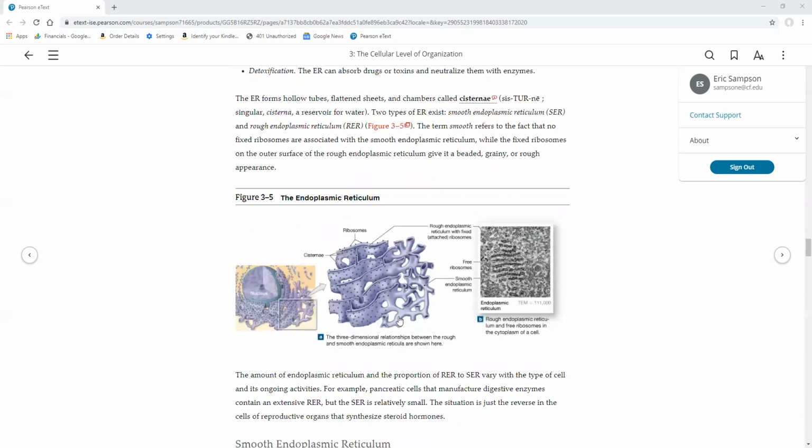Again, we said before that the rough ER was about protein. The rough part is the ribosomes, which actually create proteins, right? And then it sends them into the inside, the cisternae, which is part of the ER. And then, of course, it ships them out to the Golgi apparatus through vesicular transport. Remember, a vesicle or vesicular transport is nothing more than a pouch.